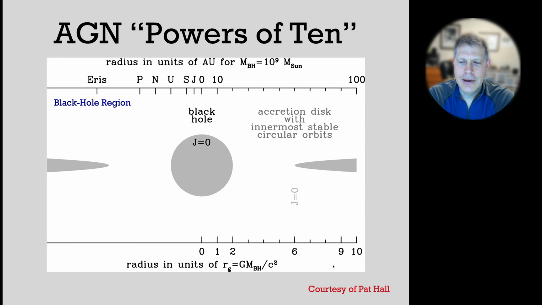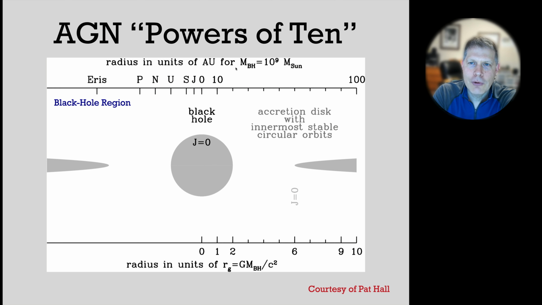And thankfully, someone, in this case, Professor Pat Hall up in Canada, has made a very nice set of images, which again are the AGN powers of 10. This is the first one of these, and I'll show several more in the next slides. This one basically shows the region close to the black hole. In this case, Pat is considering a non-spinning black hole, and it is shown in terms of its radius along this axis in units of gravitational radii, which is half of a Schwarzschild radius, so it goes out to 2 gravitational radii. And then it shows an accretion disk, which truncates at an innermost stable circular orbit, which in this case is at 6 gravitational radii. So that's radii in units of gravitational radii.